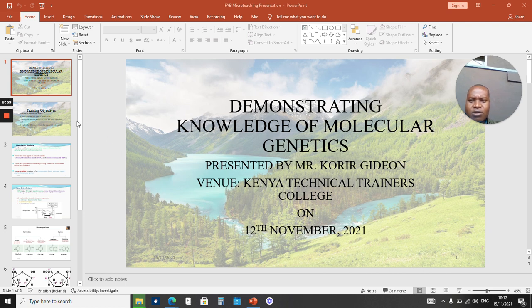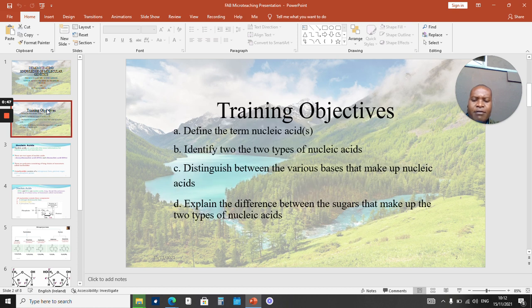Okay, so let's go on, and these are the training objectives that we have. We have 4 training objectives. The first one is that at the end of this class, you should be able to define the term nucleic acids, and then secondly, you should be able to identify the 2 types of nucleic acids. I expect you also that at the end of this class, you should be able to distinguish between the various bases that make up nucleic acids. And lastly, can you read that? Yes.